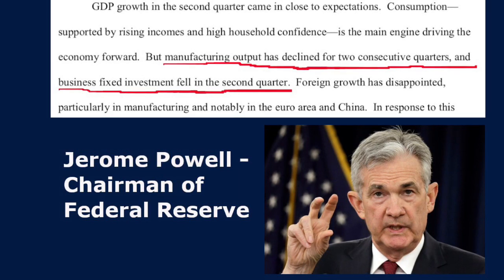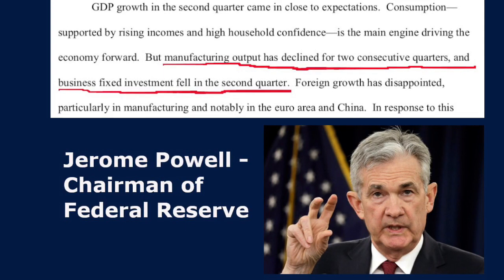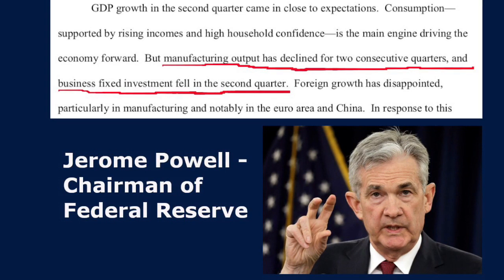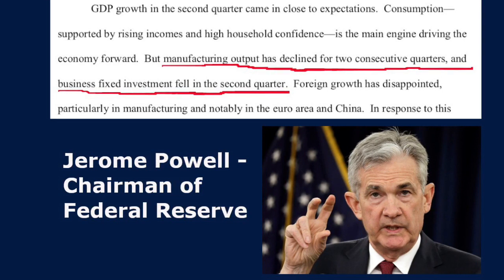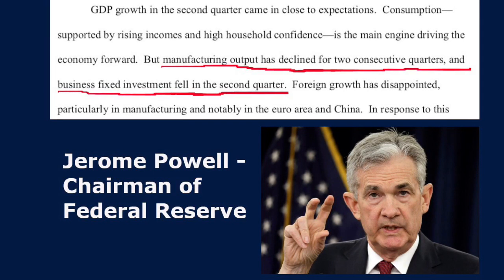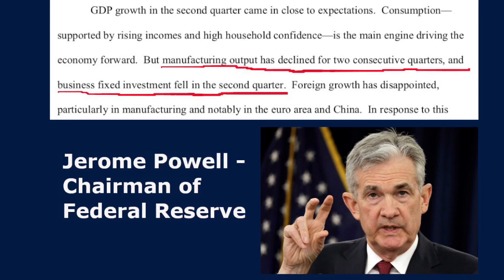GDP growth in the second quarter came in close to expectation. Consumption, supported by rising income and high household confidence, is the main engine driving the economy forward. But attention, manufacturing output has declined for 2 consecutive quarters, and business fixed investment fell in the second quarter. Foreign growth has disappointed, particularly in manufacturing and notably in the Euro area and China.